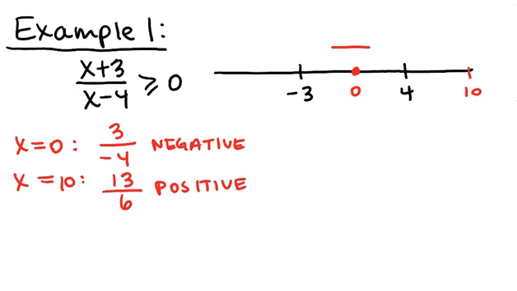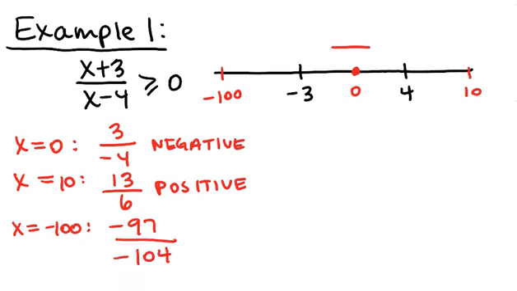And then over here, I'll choose something like negative 100, something really, really negative, so we get the picture. Negative 100 plus 3 is negative 97. Negative 100 minus 4 is negative 104. And if we have negative over negative, that's going to be positive. So for these exterior intervals, we've got positive and positive.